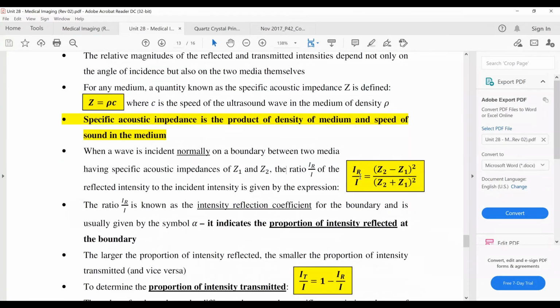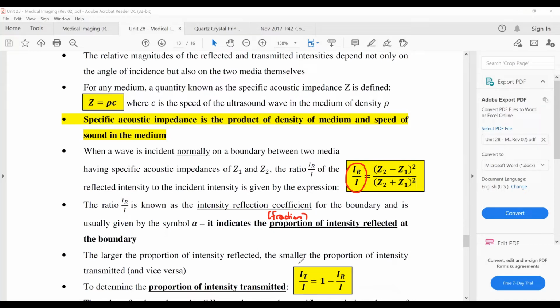All right. Now this entire expression, specifically this one, indicates the proportion of intensity reflected at the boundary. In other words, it tells you the fraction of intensity reflected at the boundary. Okay. I_R over I is important because it tells you the fraction of intensity reflected at the boundary.